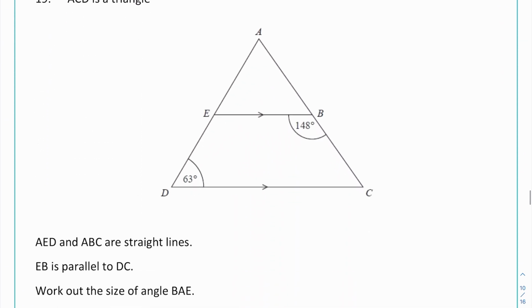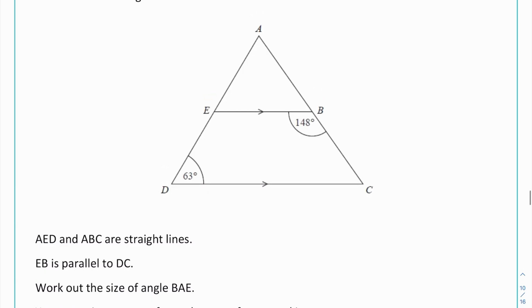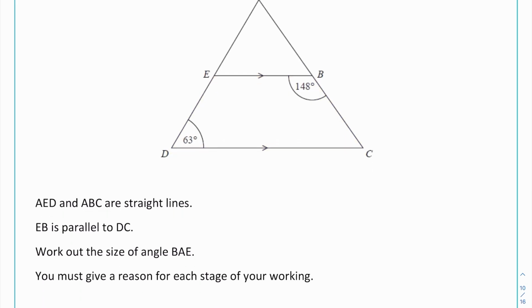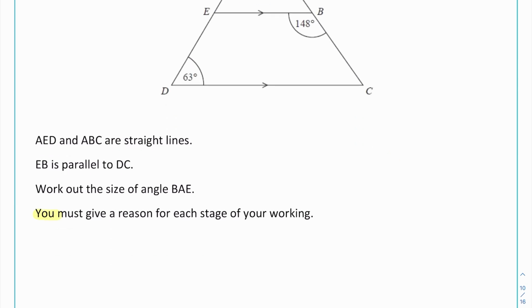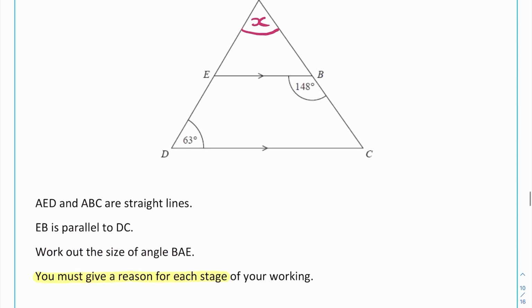Moving on to some angles, we've got some parallel lines, we've got a triangle, and we've actually got a quadrilateral here. If we look at it this way, you've got a quadrilateral in that trapezium. So let's have a think about how we go about this. So AED and ABC are straight lines. EB is parallel to DC. Work out the size of BAE. Where's that? So B to A to E. That's this angle here. Let's stick an X in there or something. You must give a reason for each stage you're working. I'm going to highlight that. You must give a reason for each stage. So every little calculation I do, I'm just going to give a reason.